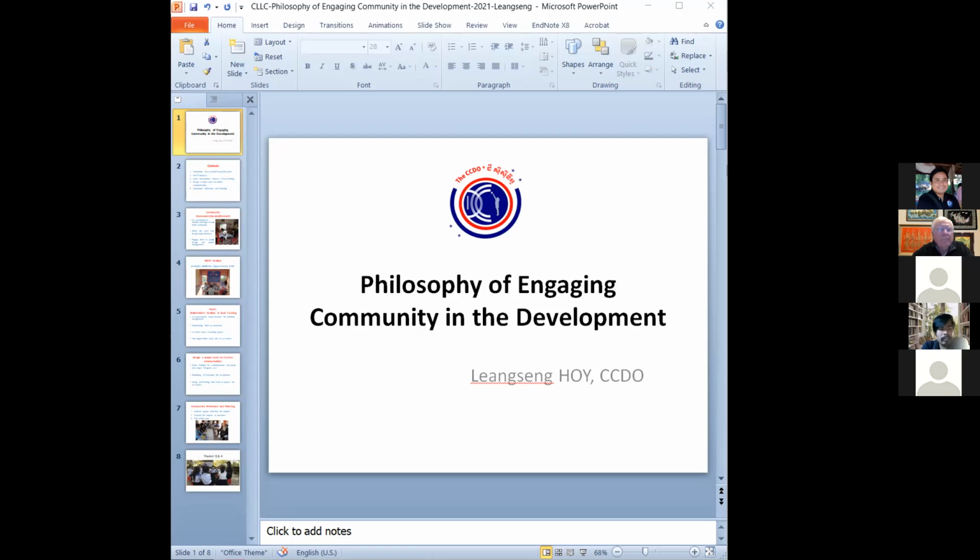And number two is, I think, a common tool that everybody knows. It is the SWOT analysis. And what is the difference between the SWOT analysis and the community assessment?